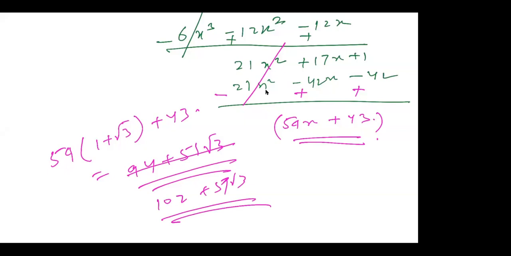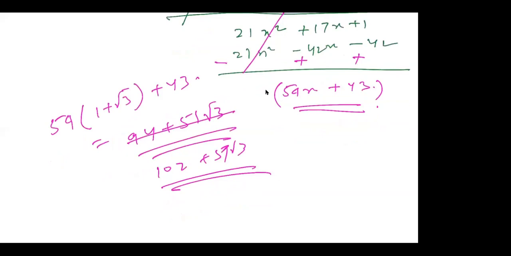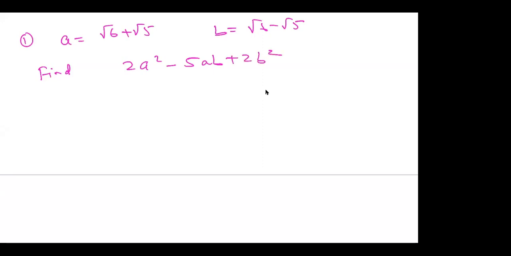So this is one of the portions that you have to take care of, right? The second is in this portion, right? When you are going to solve this, let me show you my questions first. Write down one more for you. Look carefully. a is equal to root 6 plus root 5. b is equal to root 6 minus root 5. Find the value of 2a square minus 5ab plus 2b square.